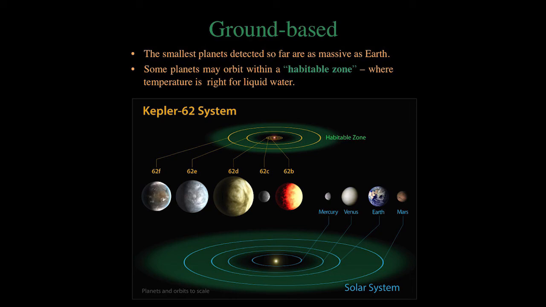And then in the bottom, we see our solar system. Now notice in our solar system, of course, we're all familiar with Mercury and Venus, Earth and Mars. There are various orbits. Now what's this green region? Well, this green region is what we call the habitable zone.